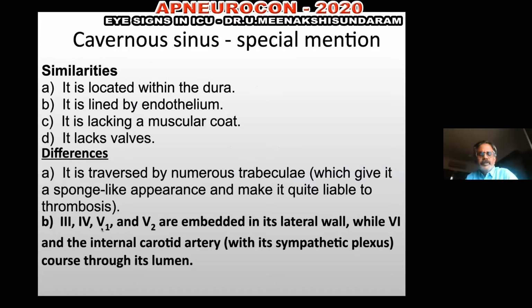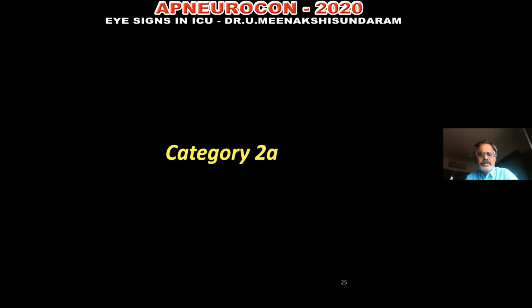The third, fourth, V1 and V2 are embedded in its lateral wall, while the sixth nerve and the internal carotid artery with its sympathetic plexus course through its lumen. The sixth lies free, and that's why one of the earliest cranial nerves to be involved in a cavernous sinus thrombus would actually be the sixth nerve. So it's very important to remember that. So it's good to recap on this anatomy a little when we are examining a patient.